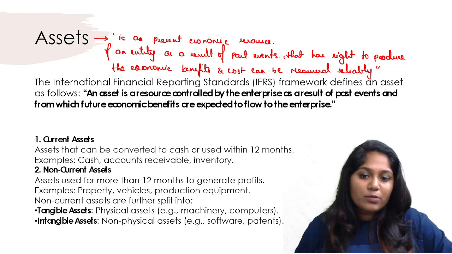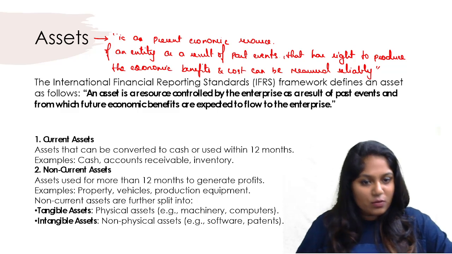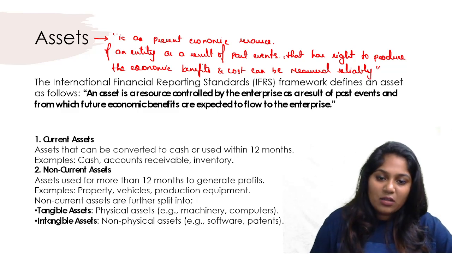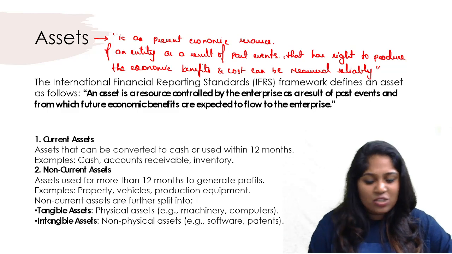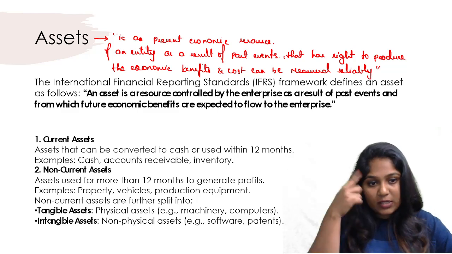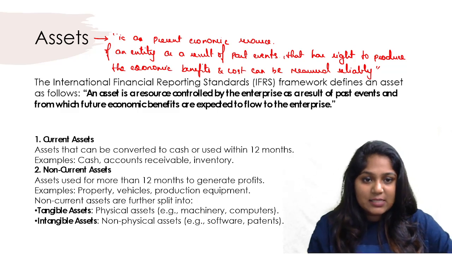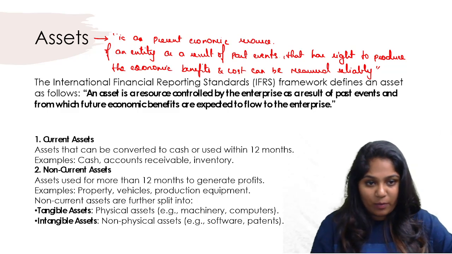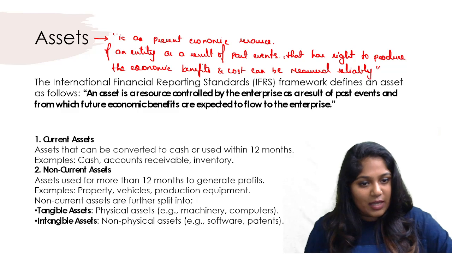So what are the examples of current assets, people? Cash, accounts receivable, inventory, all these come under current assets. For example, cash. Today I have cash. It's a present economic resource. See, economic can also be monetary, please think. By using cash, I can generate more economic benefits and I can measure the amount reliably.